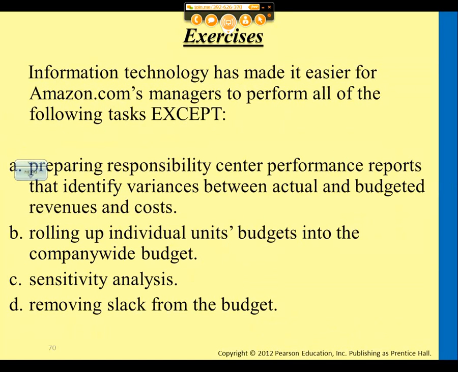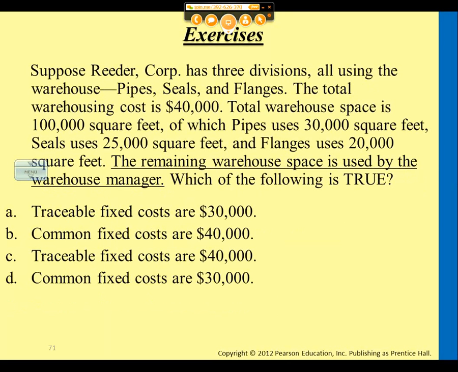All right. So is the answer still right? The answer is correct. Information technology has made it easier for Amazon, managers to perform all of the following tasks except: preparing responsibility center performance reports that identify variances between actual and budgeted revenues and costs, rolling up individual units' budgets into the company budget, sensitivity analysis, or removing slack from the budget. That's right. All right. The very last one, and then we'll go into the next chapter.